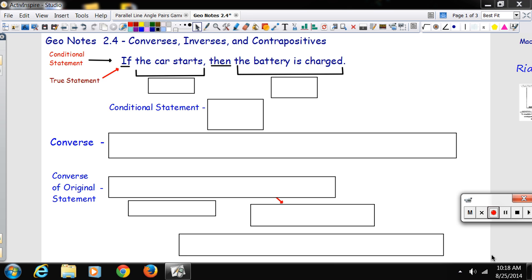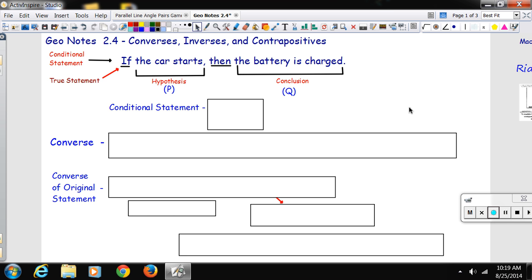So if the car started every day, then you assume it's going to start again tomorrow, right? So the if-then statement. We called the if the hypothesis, which was the P, and we called then the conclusion, which was the Q. So if you look at this first conditional statement right here, if the car starts, then the battery is charged. The if was our hypothesis. If the car starts, that's your hypothesis. That's our P statement. And then the battery is charged is our conclusion. That's our Q statement. So you have your if, then statement. If the car starts, then the battery is charged.